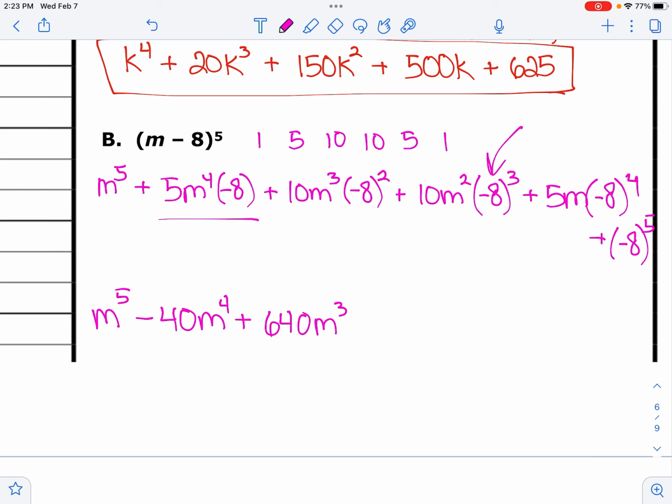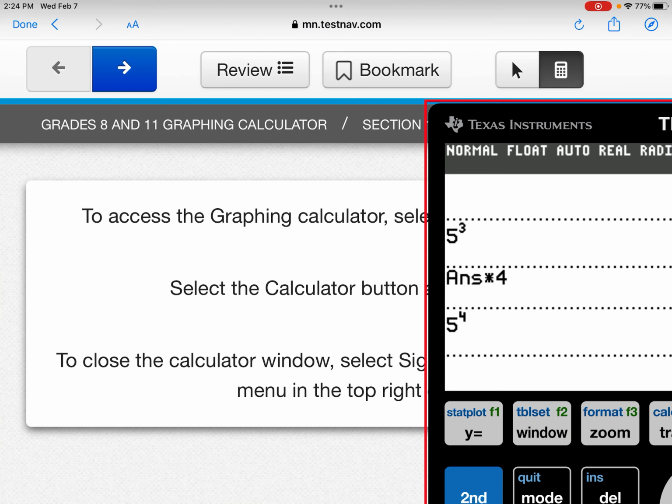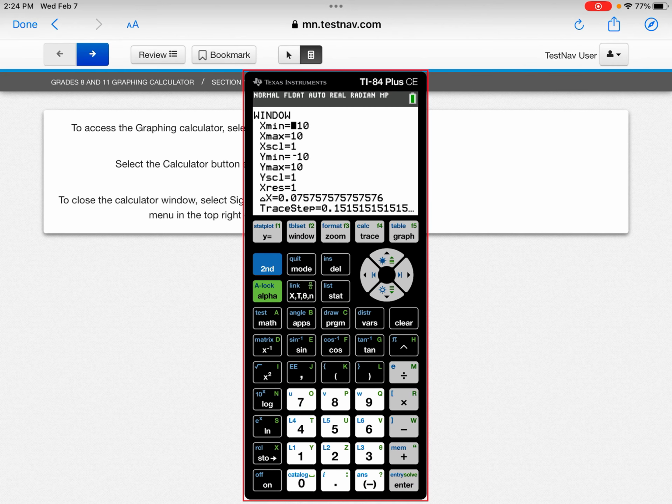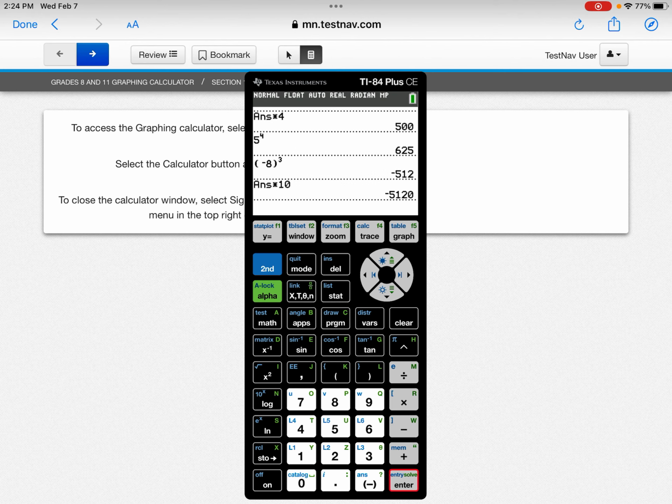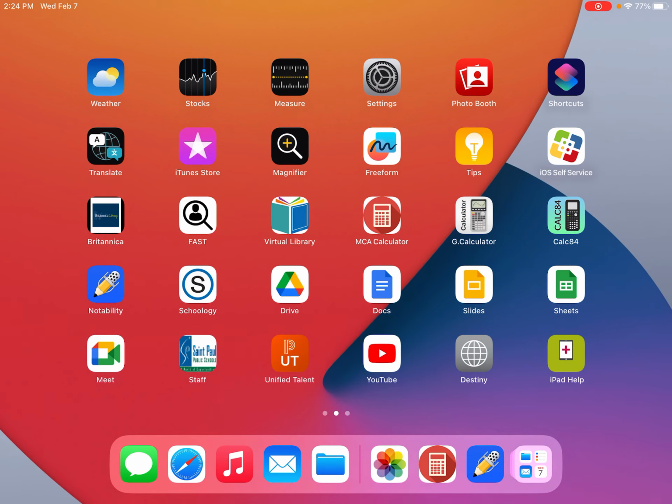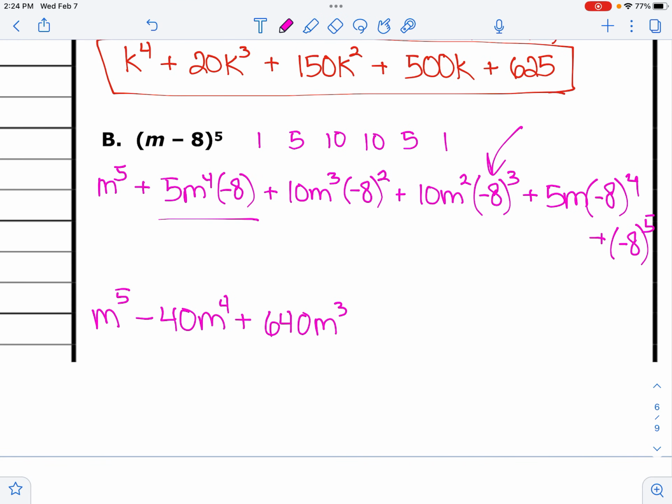Okay, and then I want to do this next term. I want to do negative 8 to the 3rd and then times 10. So when you do negative 8 to the 3rd, make sure you put it in parentheses, negative 8 to the 3rd power. And we get negative 512. Now I'm multiplying that by 10, remember. So I get negative 5,120. Okay, so negative 8 to the 3rd was negative 512. And then times 10. Am I right? Negative 5,120 m squared.